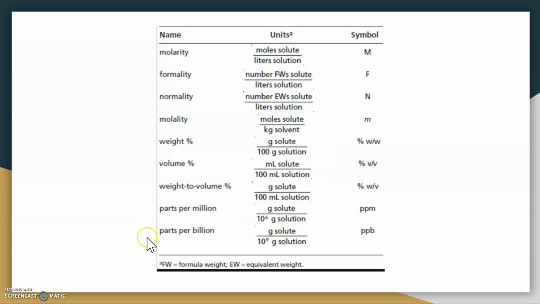So let's take a look at just a couple of these. Parts per billion tells me how many grams of solute there are in a billion, or 10 to the 9th grams of solution. What about weight percent? Weight percent is how many grams of solute you have in 100 grams of solution. We're going to look today mostly at molarity, moles of solute per liters of solution.